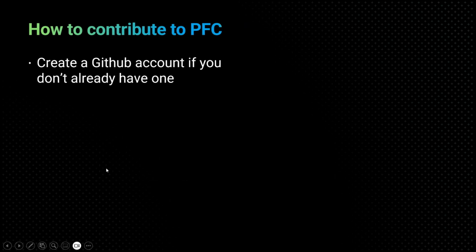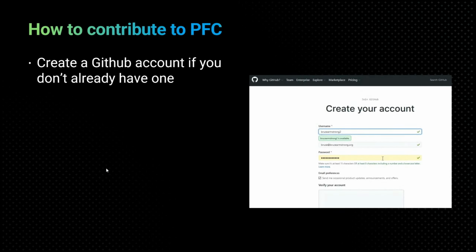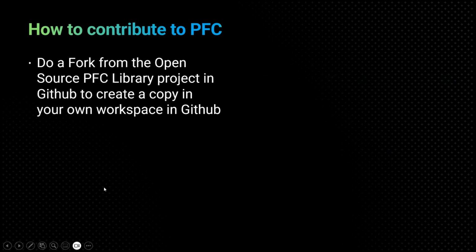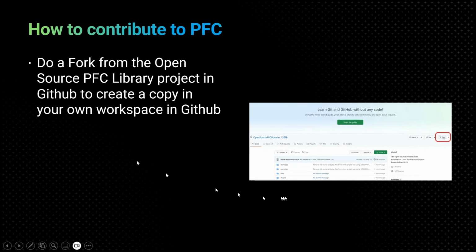So how do you contribute to the PFC? Well, the first thing you do is create a GitHub account for yourself, because we're on GitHub. Then you go into the open source PFC project, and over on the right-hand side, there's a button called Fork. You fork that, and what that does is it puts a copy of the PFC library in your GitHub space. So it's your own workspace. You get to do whatever you want with it.